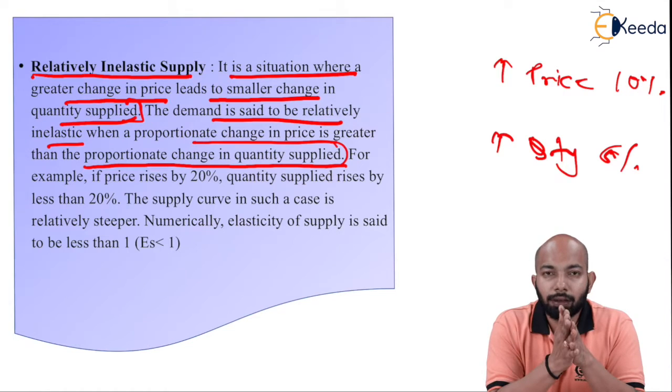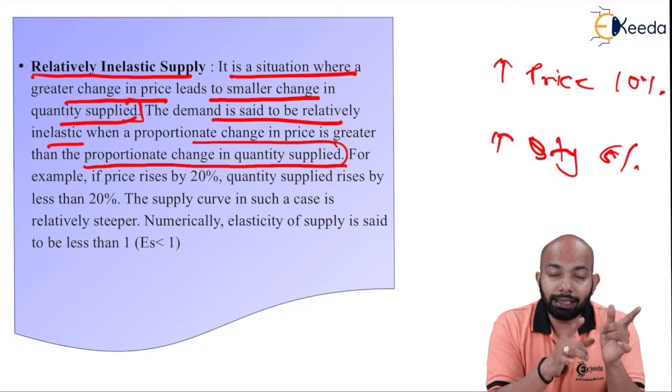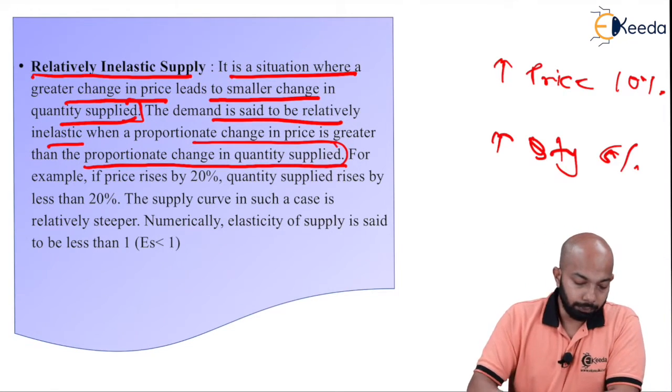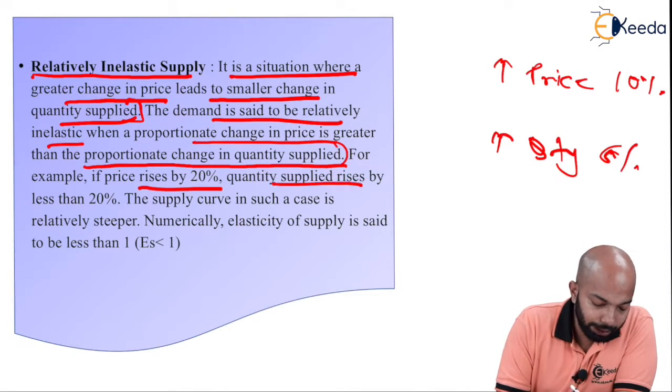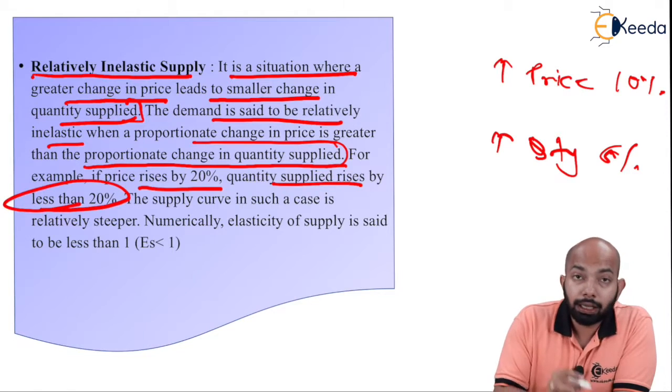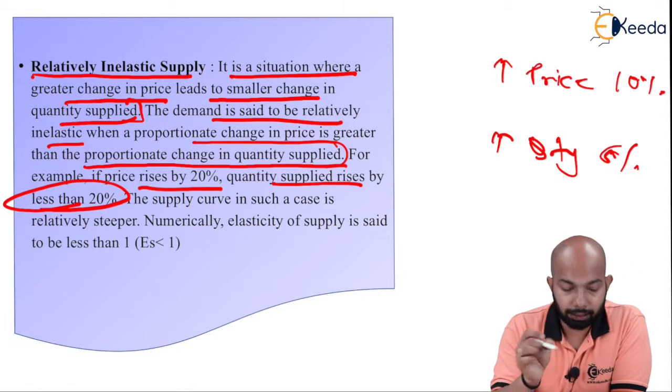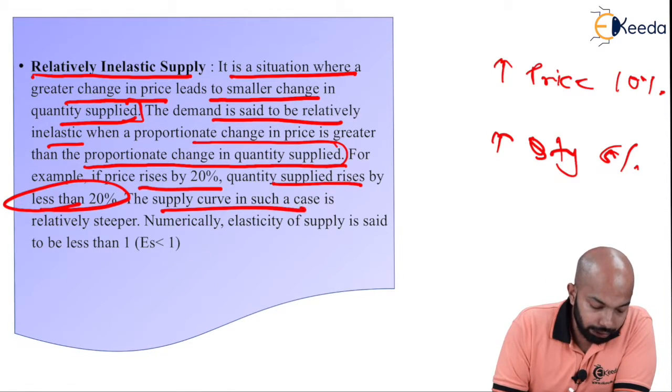It won't make much of a difference. That is relatively inelastic. For example, if the prices rise by 20%, quantity supplied rises by less than 20%. Hence, it is inelastic. The supply curve is relatively steeper.